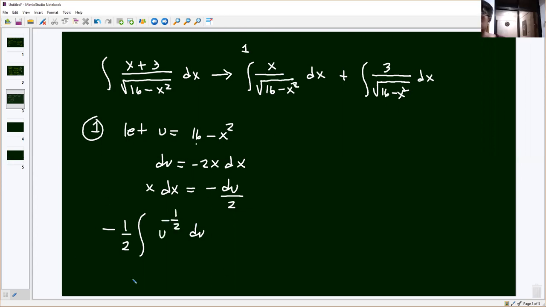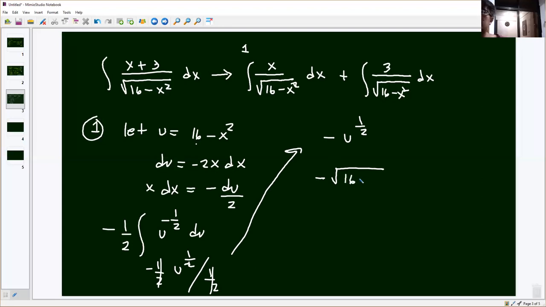Follow that? Now, ano lang to? Power. Add 1. Divide by the result. Kaya nga cancel to. So this part 1 is simply, ba't ako nagtitipid dito, pwede akong mag-next page sa part 2. Negative u to the 1/2, which is negative square root of 16 minus x squared. So ito yung integral number 1. Right? Now, punta tayo sa integral number 2.